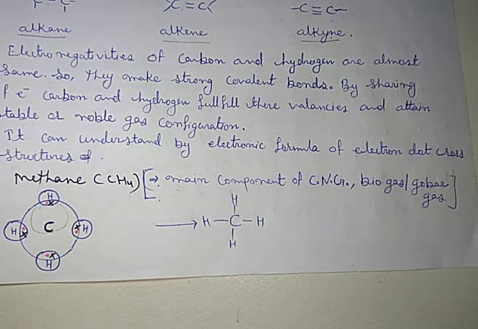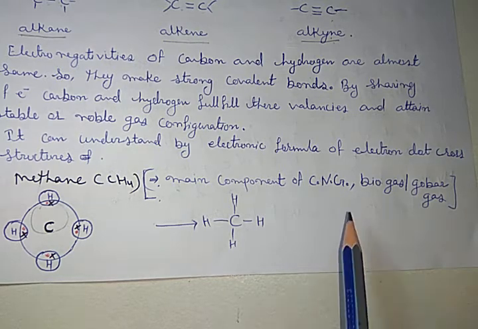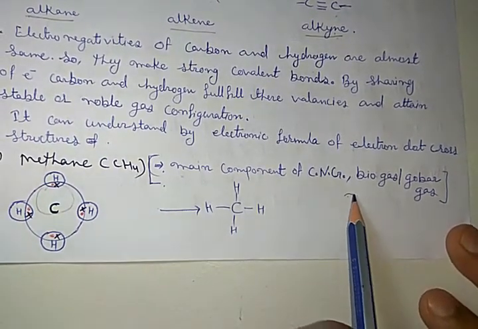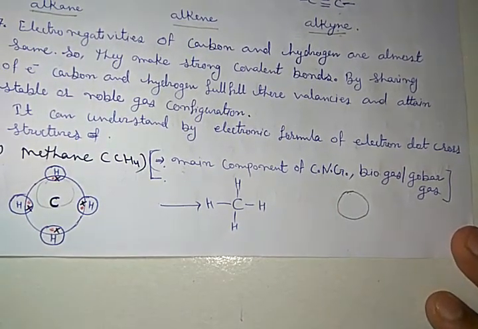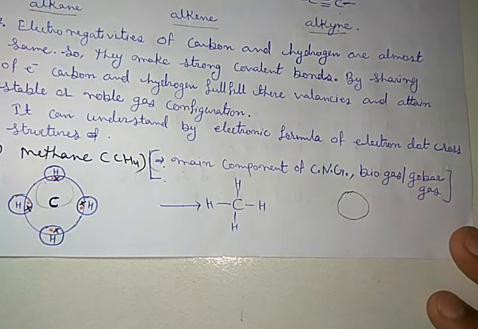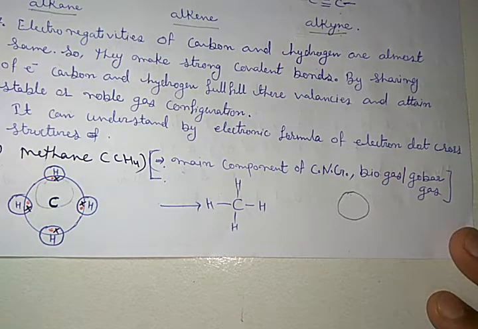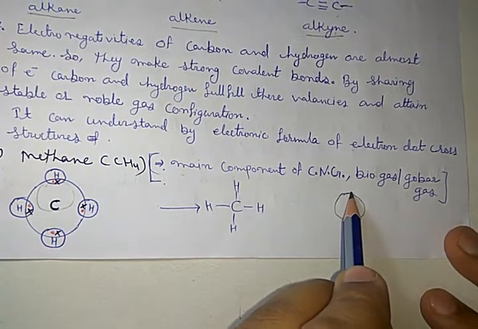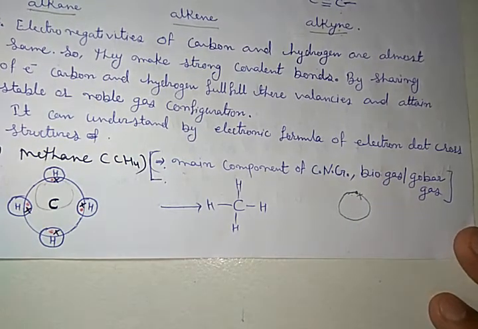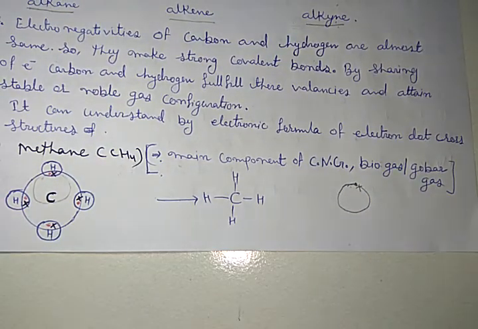To describe the bonding, when we use the representation of valence electrons of outermost shells, then it is called the electronic formula. An electron dot cross structure is one in which an atom is represented by a circle and its outermost shell's valence electrons are represented by dots or crosses. Those structures are known as electron dot cross structures.